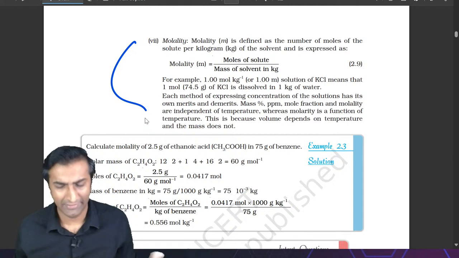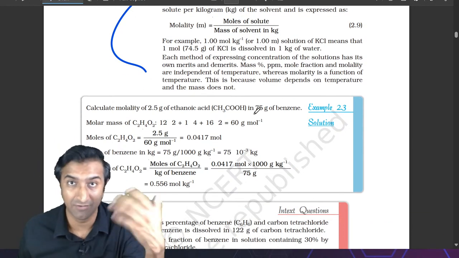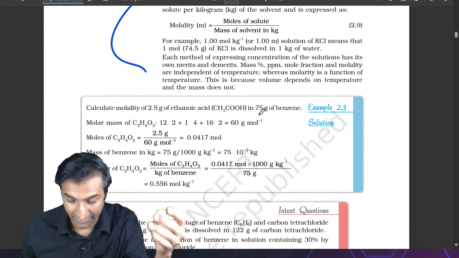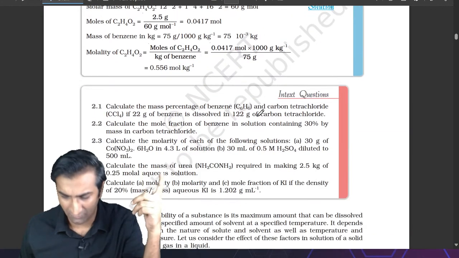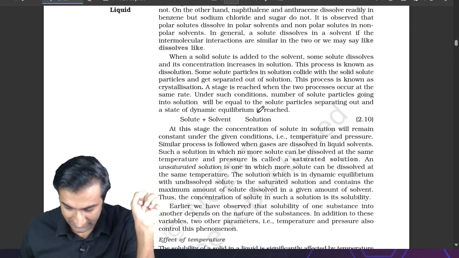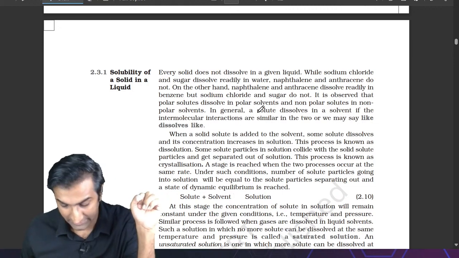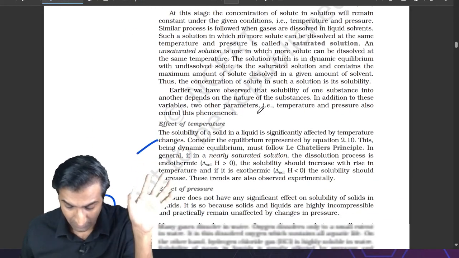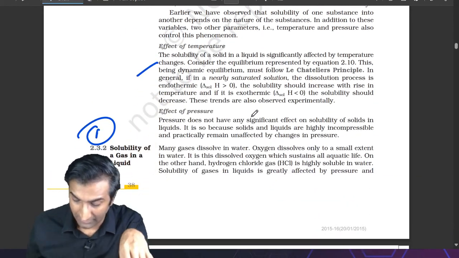We will do some questions related to molality because, anyway, when you do depression of freezing point, boiling point, and so on, molality comes in. But definitions, all of that, we've done in mole concept already. What else is here? Solubility of a solid in a liquid. That's interesting. There's a little bit of stuff over here about temperature.